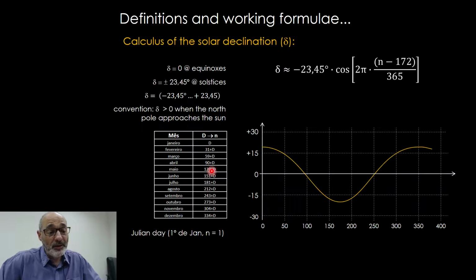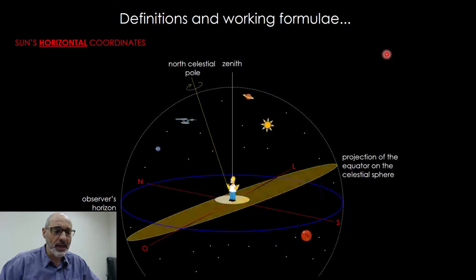This is not as complicated as it seems, because if you're working in Excel, for instance, you already have built-in functions to do this, and most programming languages already have them, so there's no problem. Okay, so this is how you calculate the declination in terms of n, the position during the year.